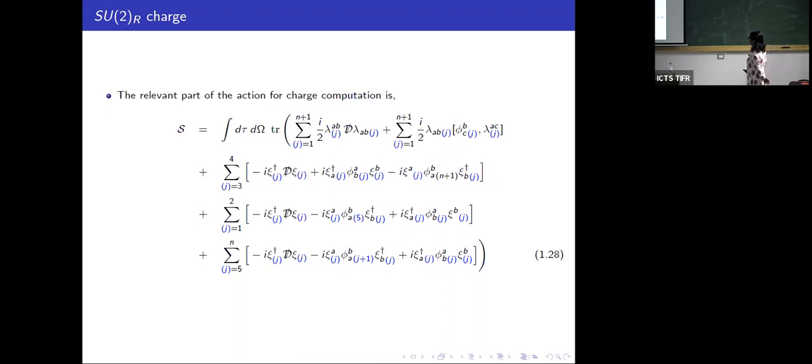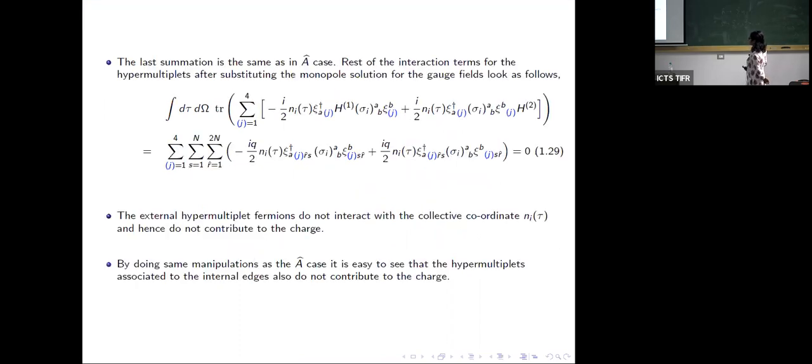So we substitute the answers here, and what we see is there is also one cancellation happening in the external nodes, which is because of our choice of the answers that we chose, and it does not interact with the external fermions as well. So here also we are not getting any interaction of the collective coordinate with the fermions of the theory. So therefore the effective action will be that of a free particle which is moving on a sphere.